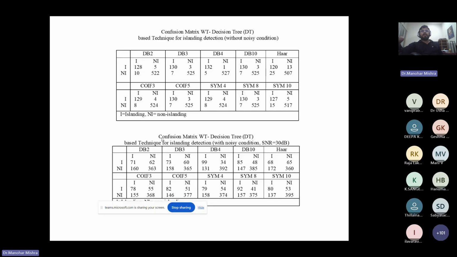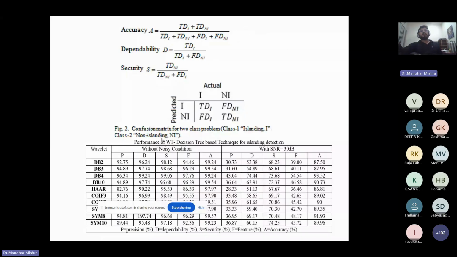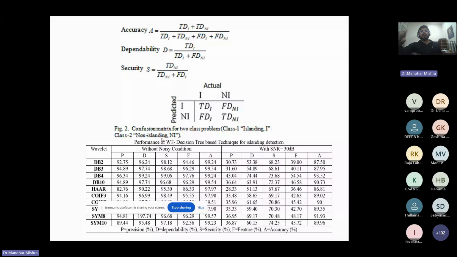And here is the decision tree with 30 dB noisy cases. In the noisy cases, we can see the false positive and false negative cases increased for all of them. After that, we calculate the accuracy, dependability, and security from this. So here we can see the precision, dependability, security, accuracy and F1 score we have calculated for all mother wavelets, and we observe that the maximum accuracy, about 99.54, is with the db3 mother wavelet.